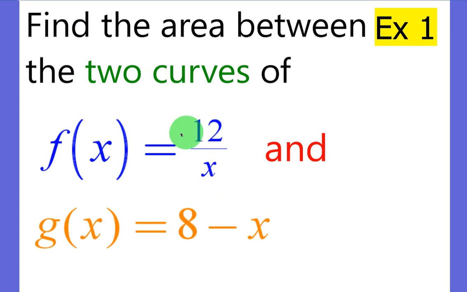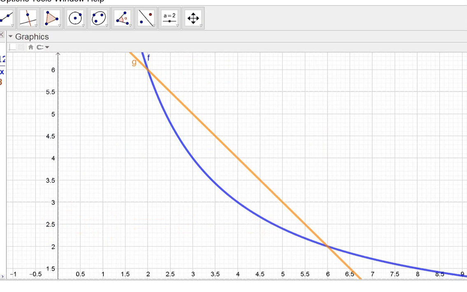Now I decided before we get going with the steps, let's take a look at the graph. Alright, so here you can see we have f of x, which is 12 over x, which is a curved rational function, and g of x. We want to find this area between the two. I'm going to go ahead and show that area in green.